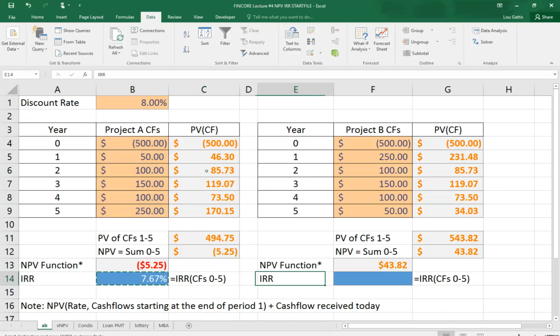I can then copy that formula over here and see that the IRR of the second project exceeds the cost of capital of 8%, and that's 12.17%. I can prove that this is the IRR by, if I change this to 12.17%, notice that the NPV of the project goes to 0. So that is the internal rate of return.